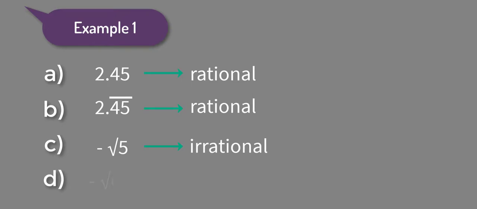And then finally with part D, we have the negative square root of 64. And we should recognize that 64 is a perfect square. It's 8 squared, so the negative square root of 64 equals the negative square root of 8 squared, which simply equals negative 8, which is an integer, and all integers are rational numbers.